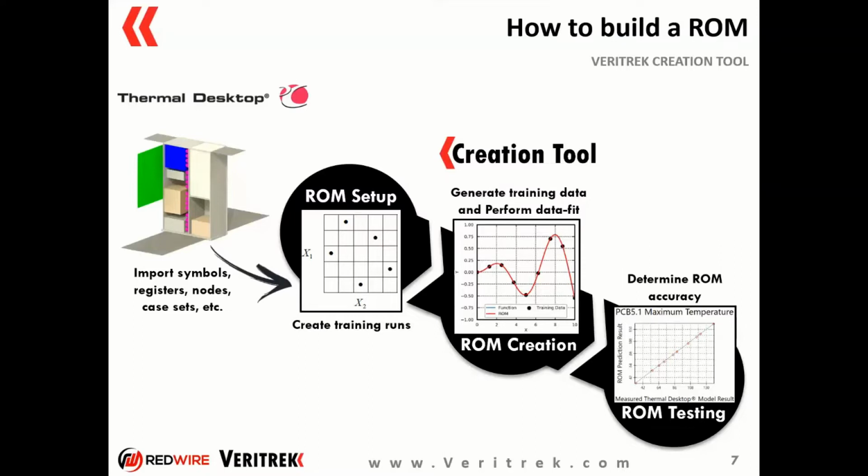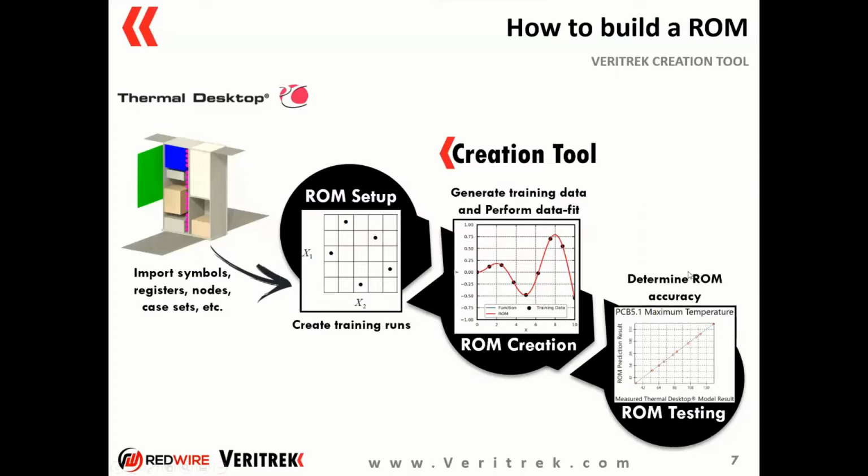Once a user sets up their inputs and outputs, Veritrek takes over in a semi-automated fashion. So the sampling and data fitting algorithms within Veritrek will take over to generate the sampling points, run each of those sampling points through Thermal Desktop so that we generate our training data, and then perform a fit on that data so that we end up with our fully created reduced order model. And so that kind of completes the ROM creation step.